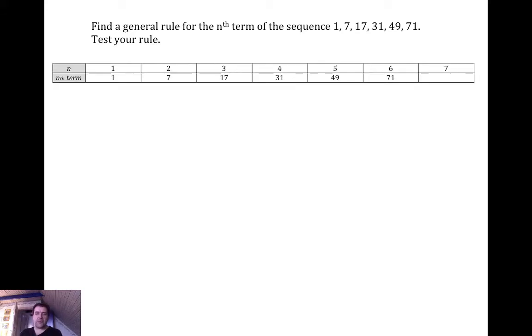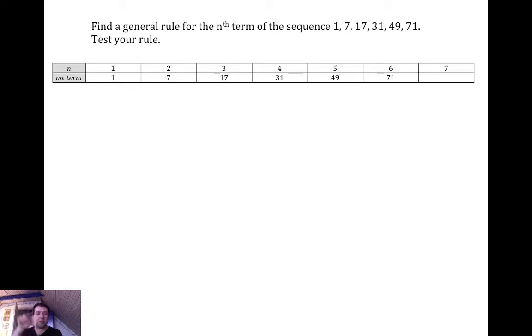So putting that into a table, when n is 1, the nth term is 1. When n is 2, the nth term is 7, because the second term is 7. And then when n is 3, the nth term is 17, because the third term is 17. So it's just a table that has n equals 1, 2, 3, 4, 5, 6, 7 onwards, and then the term that fits that position in the sequence.